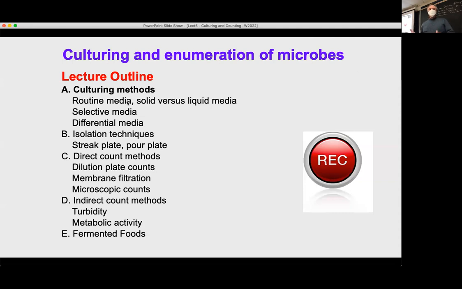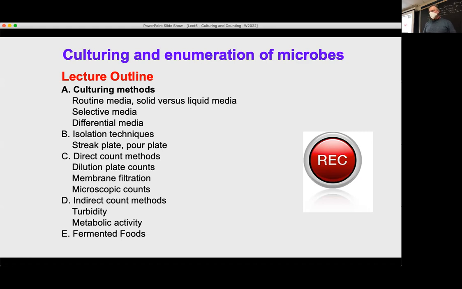Culturing methods. I'm going to talk a little bit about the different kinds of media you can have. There's what's referred to as routine media, and then there's liquid media, solid media. And then there are two special media I talk about. One is selective media, and the last one is differential media. So this is just how we would grow our microbes, whether it's bacteria or eukarya. You have to have a way of growing them.